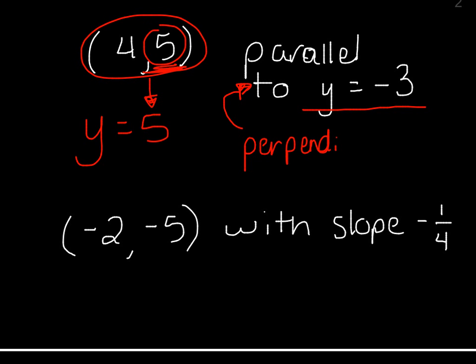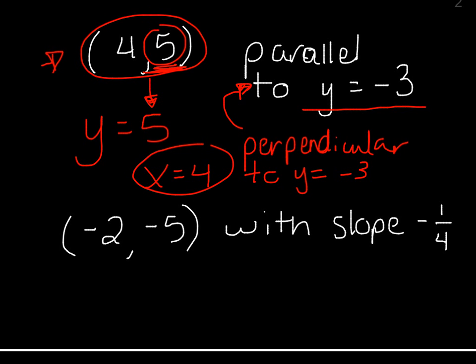Perpendicular to y equals negative 3. Well, horizontal and vertical lines are perpendicular to each other, so we would now know that it would have to be vertical. And if it's perpendicular and went through this point, then the equation would be x equals 4, because it would now be an x equals line since it's vertical. So those are the 2 possibilities there.